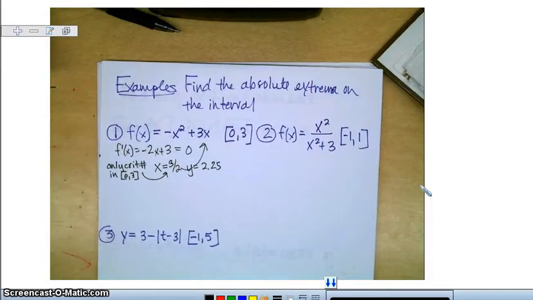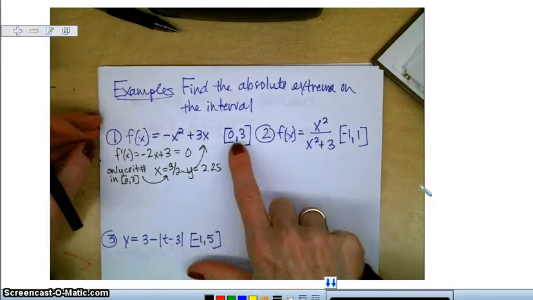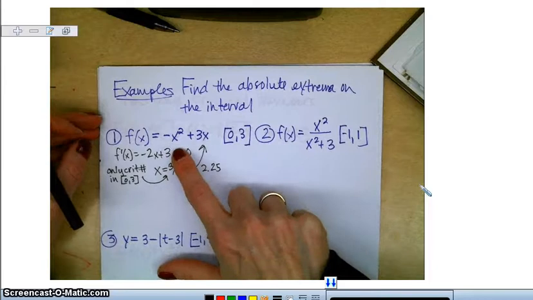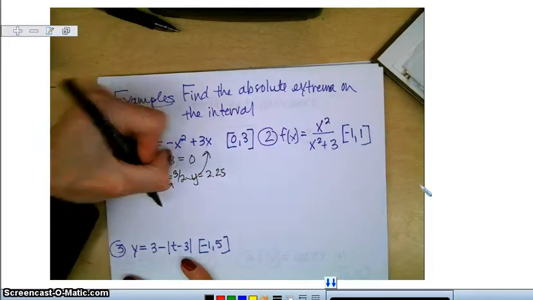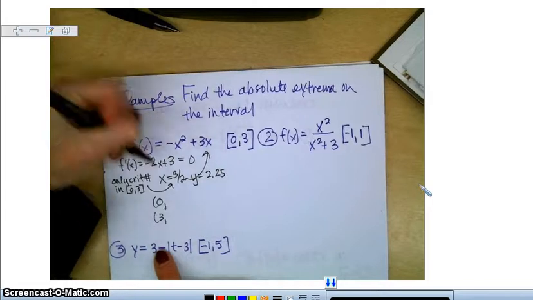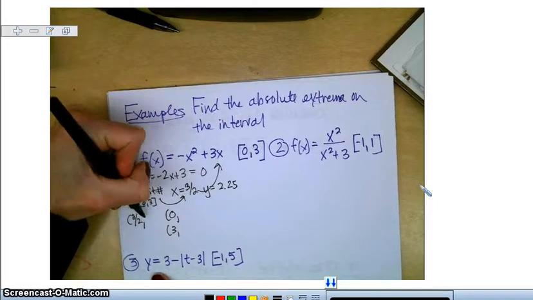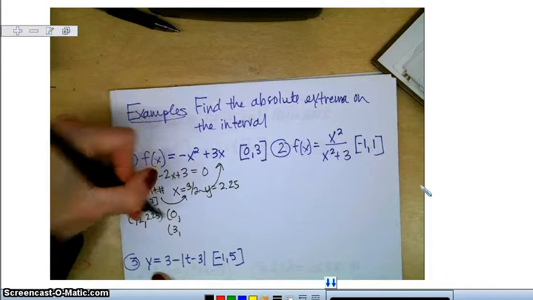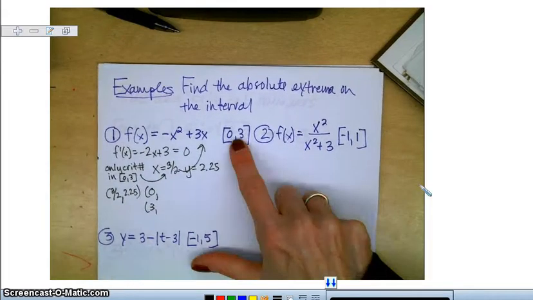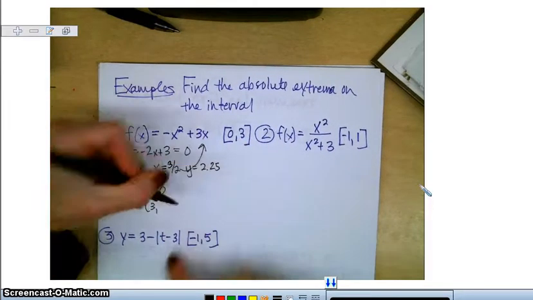Now we need to look at the endpoints. This is the critical number in here that I found by setting the derivative equal to 0. Now I need to find what's the y value that goes with 0 and what's the y value that goes with 3. So basically I'm going to have 3 ordered pairs. I'm going to have 3/2, comma 2.25. There's my critical point within this interval. Then I put 0 in, I get 0. If I put 3 in, I also get 0.